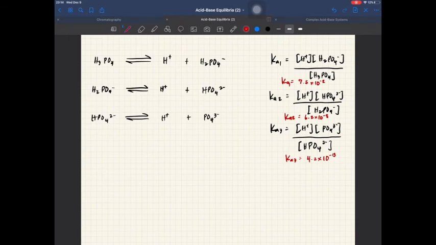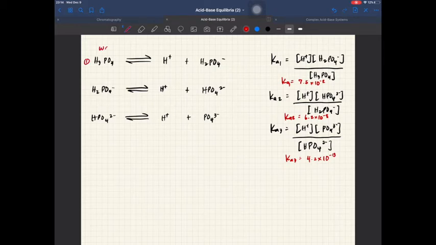Okay, let's have a more specific example. Suppose we have phosphoric acid. Phosphoric acid is a weak acid and it has three ionizable hydrogens. So therefore it has three ionizations. The first ionization is phosphoric acid being ionized to hydrogen ion and dihydrogen phosphate ion.